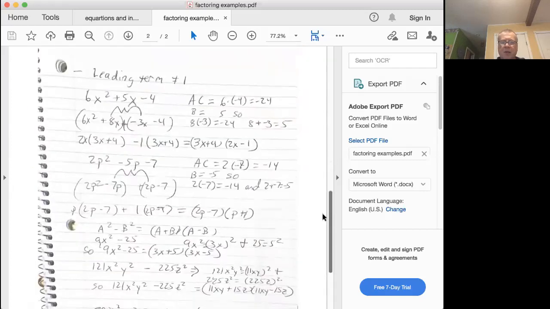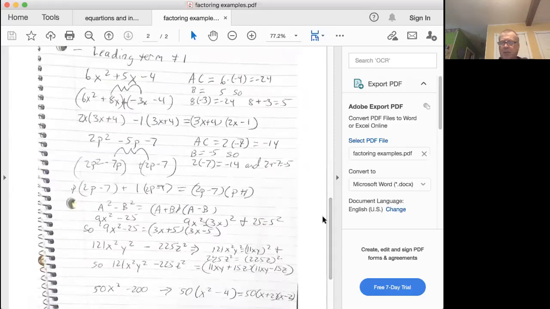What happens when the leading term is not 1? I put some examples on here. We're going to do what's called the AC method, factor by grouping. Most of you have probably seen this before. You can do the trial and error if you want. That's fine too. You can do these any method you want. The point is, though, we have to be able to factor them.